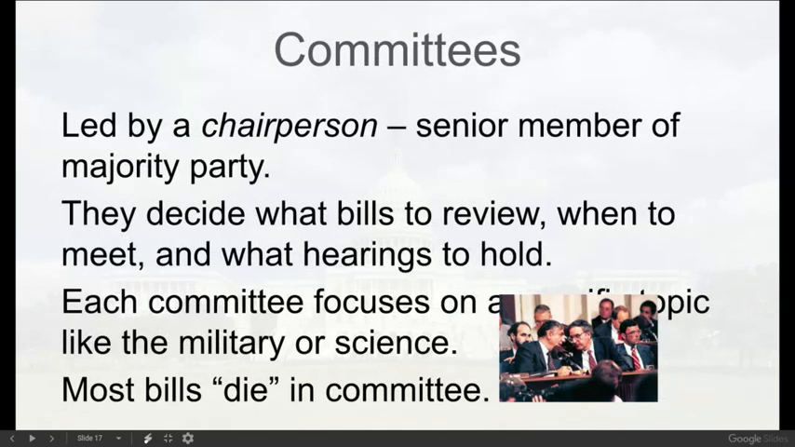But committees are led by a chairperson. And that chairperson is a powerful member of Congress. And of course, they're going to be from the majority party. So right now the Democrats control the House and they control the Senate. So all the chairpersons right now are Democrats.